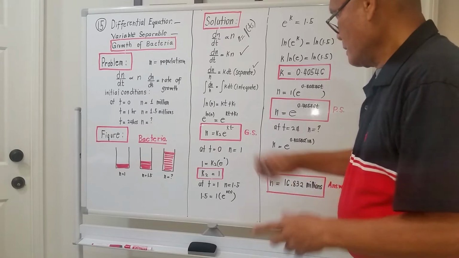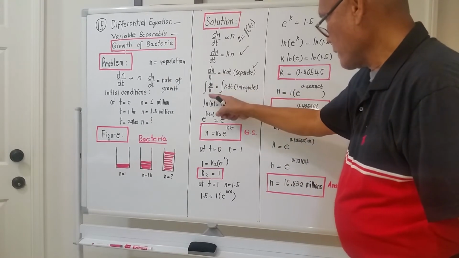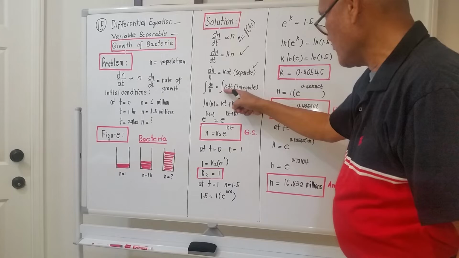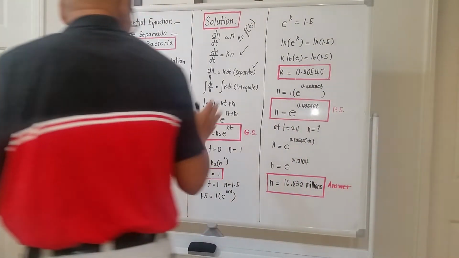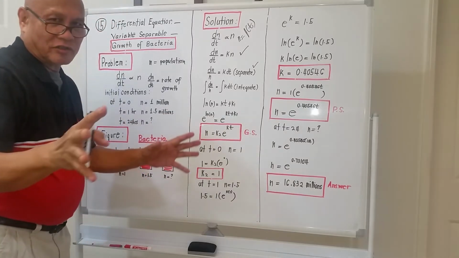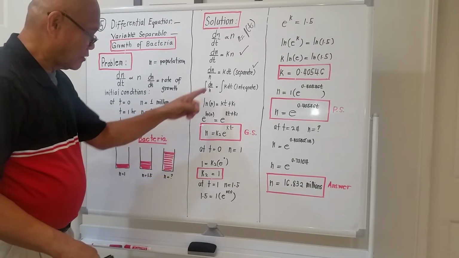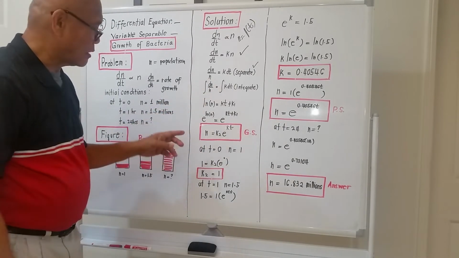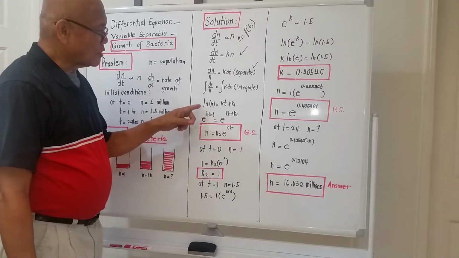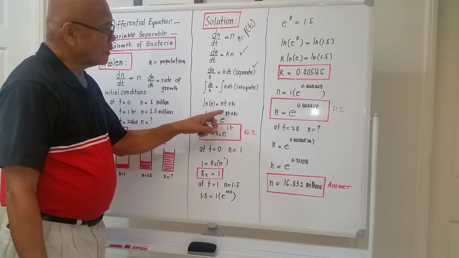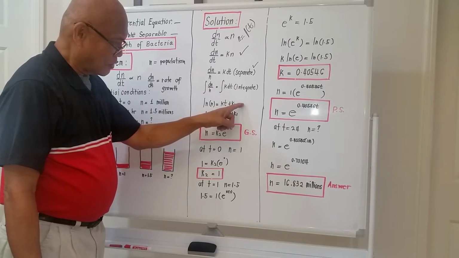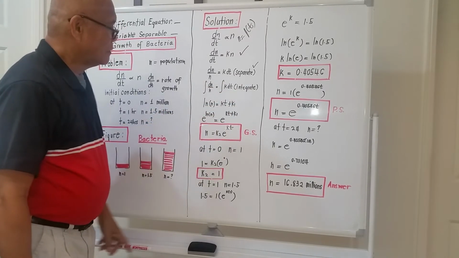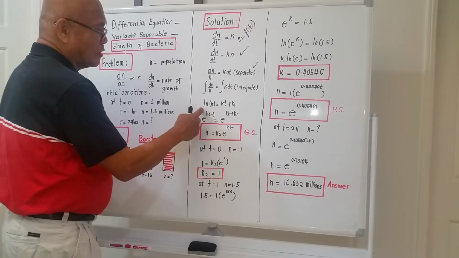So the integral of dn over n equals the integral of k dt. We are now integrating. Luckily, on the left-hand side, it's easy, guys. This is just the integral of dn over n, which falls under the natural logarithm. So this is the natural logarithm of n, equal to the integral of k dt, which is k times t plus k1.